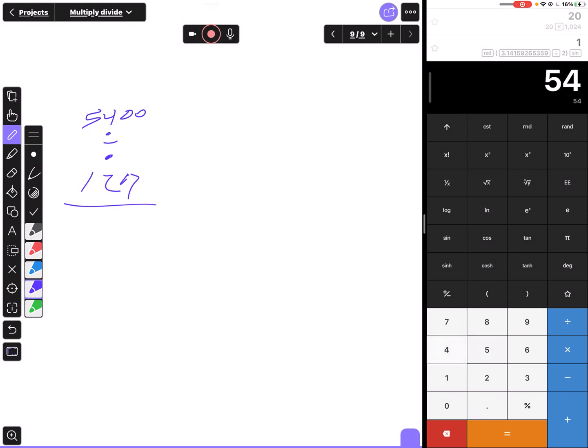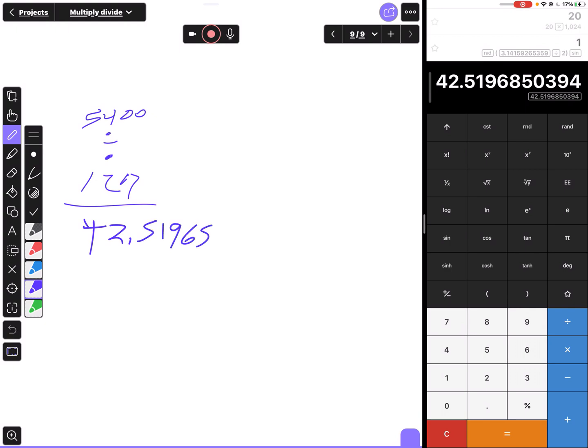If we have 5,400 divided by 127, that would equal 42.5196685. Now, how should we round?